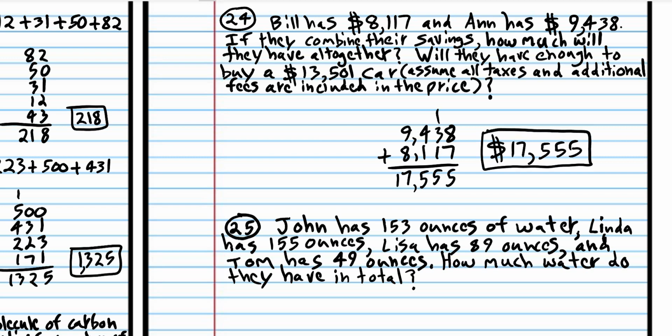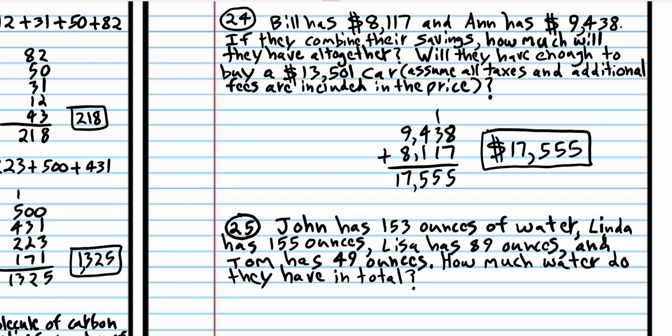Now, this problem has kind of an extra twist to it, because it's a two-part problem. A lot of students will get 17,555 and go on to the next problem. But remember, it said that there's a part 2. It says, will they have enough to buy a $13,501 car? We haven't answered that yet, right? So we have to say yes or no.